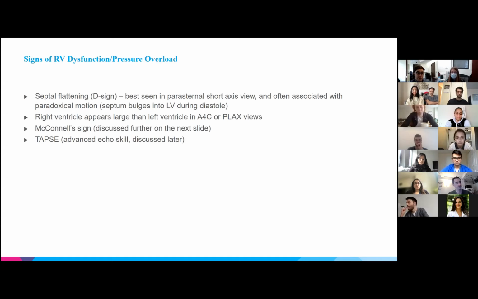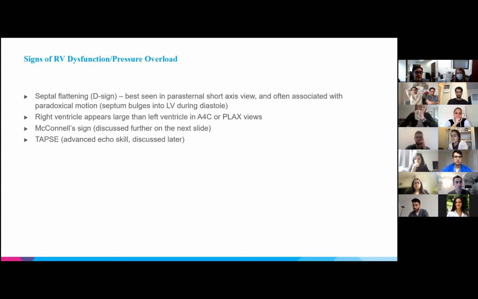And so some of the main findings that we look for when we do our bedside echoes: the first sign is if there's any septal flattening. This is best assessed in the parasternal short axis view, where you have your left ventricle in the center of your screen looking almost like a nice donut shape. And under normal circumstances, your right ventricle is sort of like a crescent shape in the top left corner.